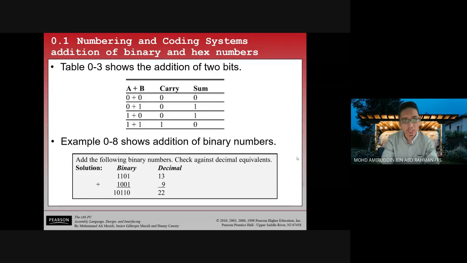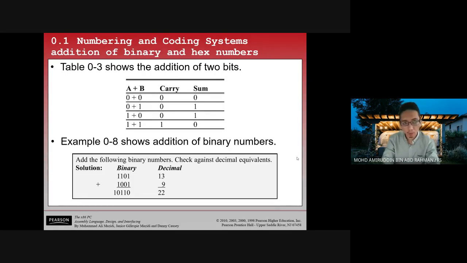Okay, so let's say we have A plus B and we have 0 plus 0, so we have two slots, one for carry and then another one for sum. Okay, so the carry is the one that is carried out from the sum. Okay, so let's say A plus B, the sum with 0, so there will be no carry, so the carry will be 0.